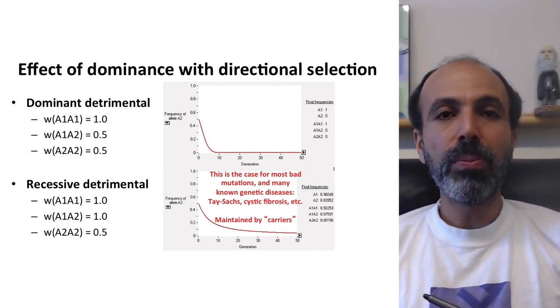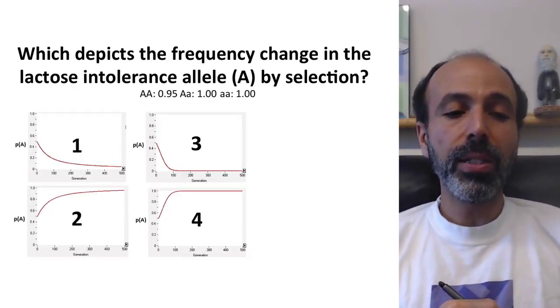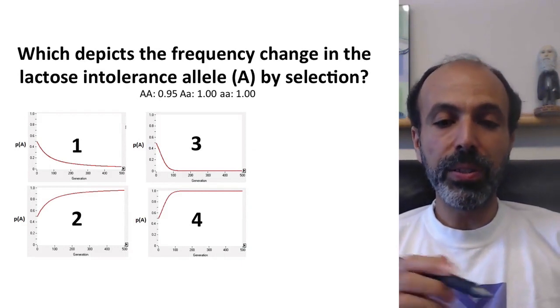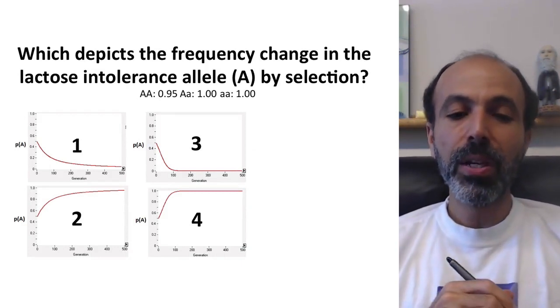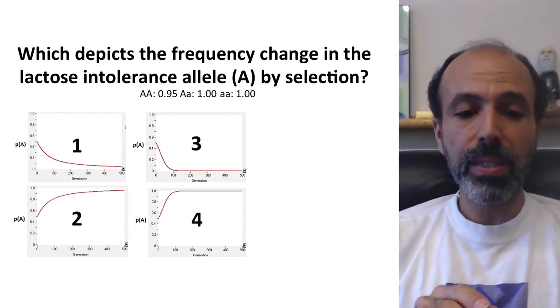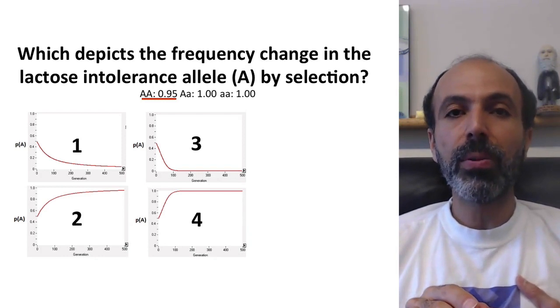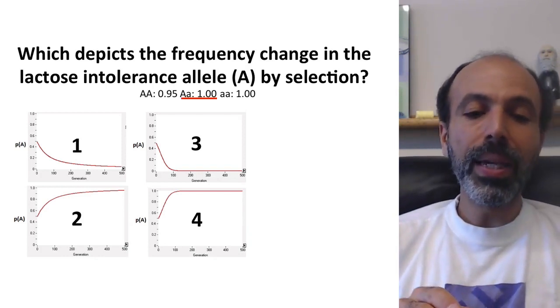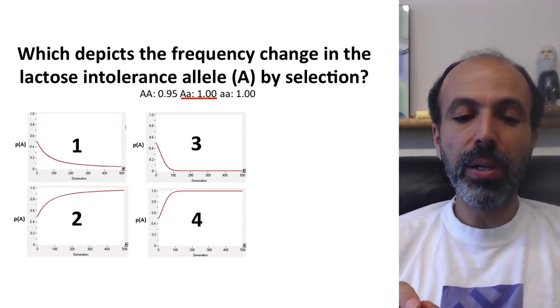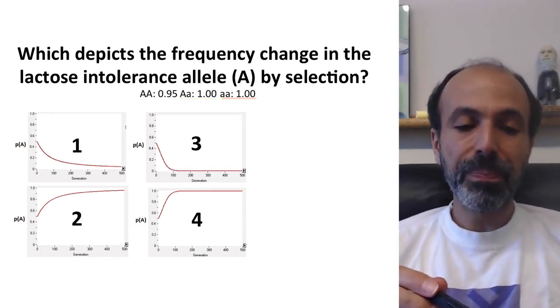Now let me give you a problem to try. Which of these depicts the change in lactose intolerance allele? This is the big A that we talked about in the previous lecture by selection. So I've given you here the relative fitnesses. Big A has a relative fitness of 0.95. That is when it's lactose intolerant. That's also the ancestral type. Big A little a has a relative fitness of 1.0. And little a has a frequency of 1.0. Or I'm sorry, a fitness of 1.0.